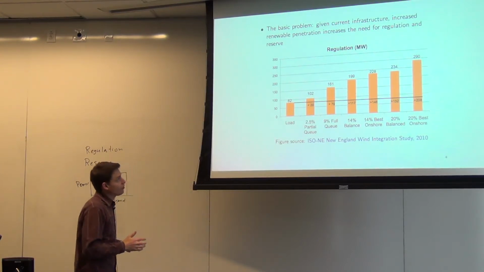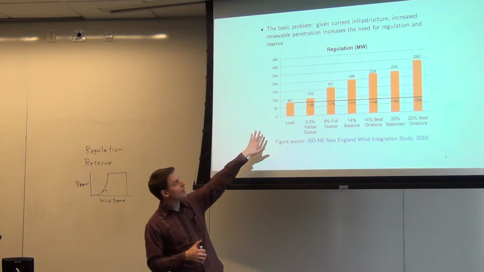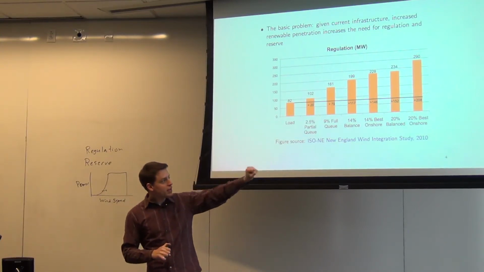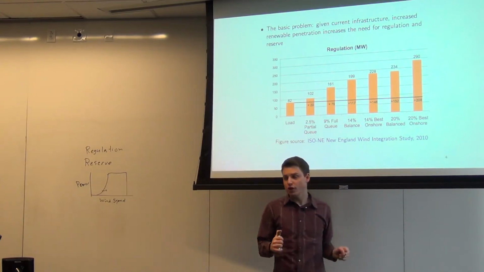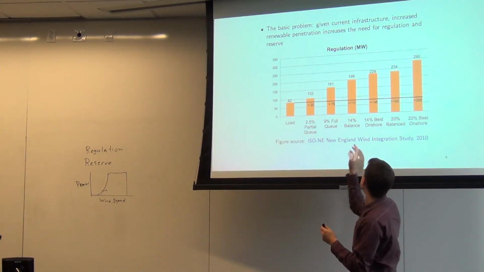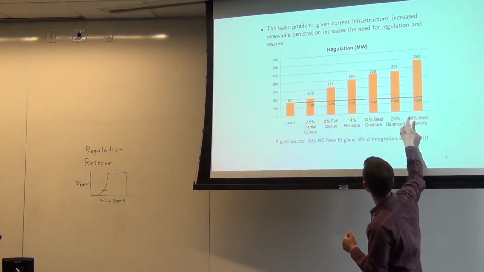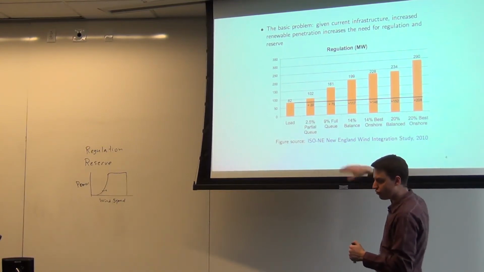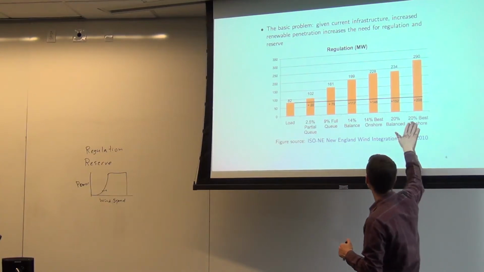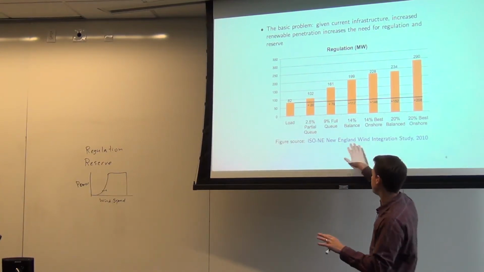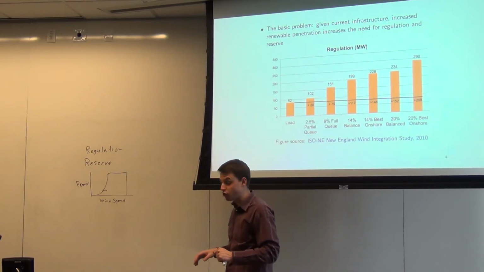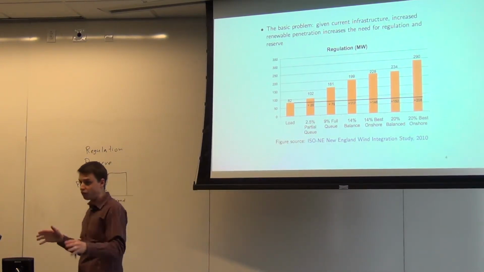So what this graph shows is the amount of regulation services measured in megawatts that you would need for different amounts of penetration of wind. So 20% penetration means that, actually, I'm not sure if this refers to total penetration or if this refers to new capacity, but I think it refers to total. It doesn't really matter. You can look from the study. This is a study done by the ISO of New England. That's the system operator of New England.